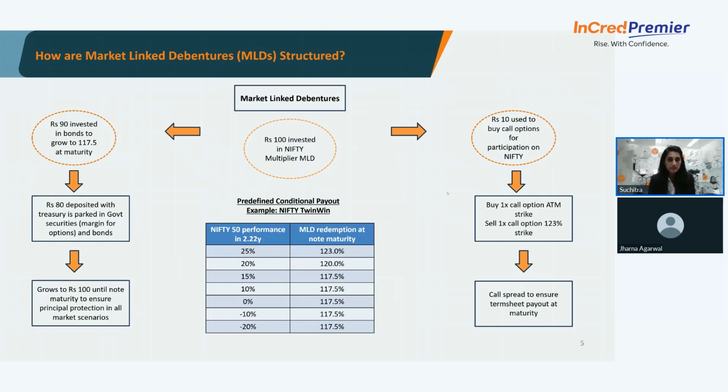where we design solutions where we can take that 10 rupees and invest in a combination of options, which will generate a payout. And I take that payout, combine it with the payout that I get from my treasury, and join those together to give you the payout of the MLD structure. So that's how typically a market-linked debenture structure is constructed.